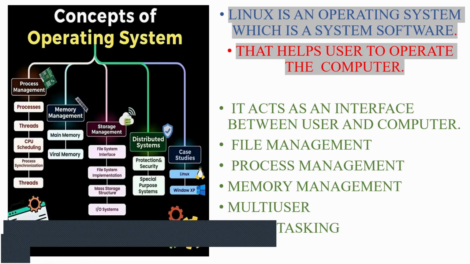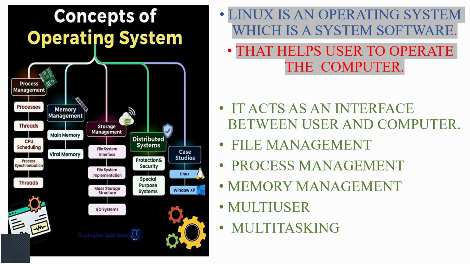One of the features is file management, in which the operating system manages files and directories, allowing users to store, retrieve, and organize data efficiently. Second is process management. It handles the execution of programs by creating, scheduling, and terminating processes. It also manages tasks like CPU scheduling and process synchronization. Then third is memory management.